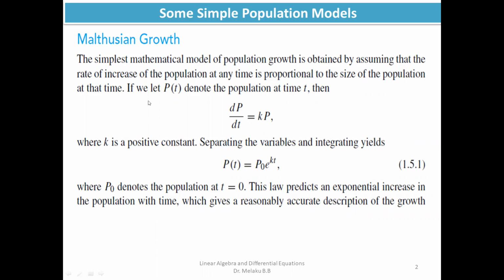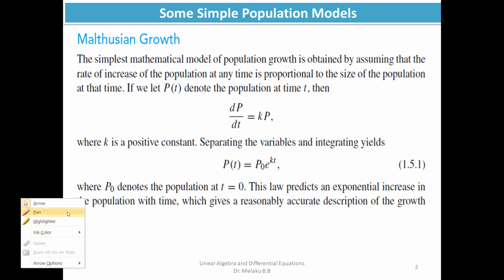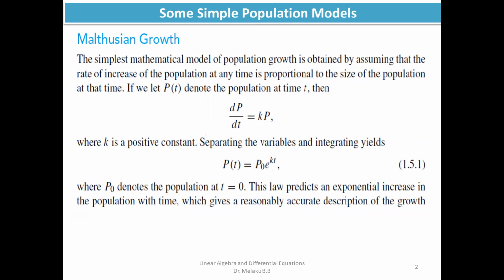So just last time we have seen the Malthusian growth, and this Malthusian growth is modeled by this differential equation, which is the simplest mathematical model of population growth. It is obtained by assuming that the rate of increase of population, which as I told you last time is a certain derivative with respect to time, at any time is proportional to the size of the population.